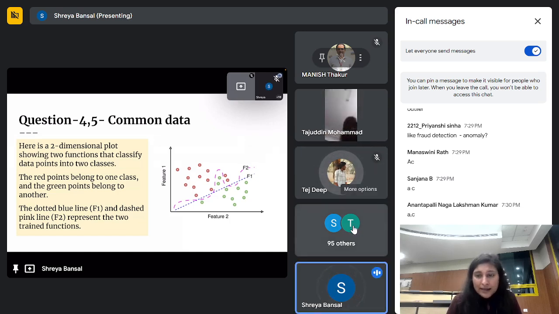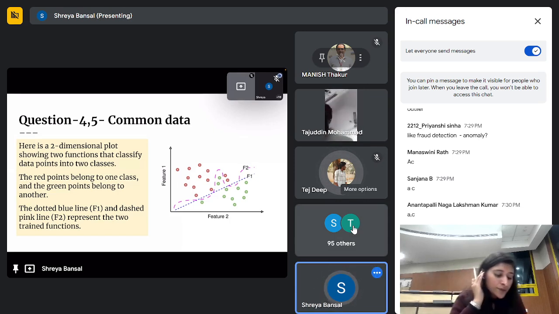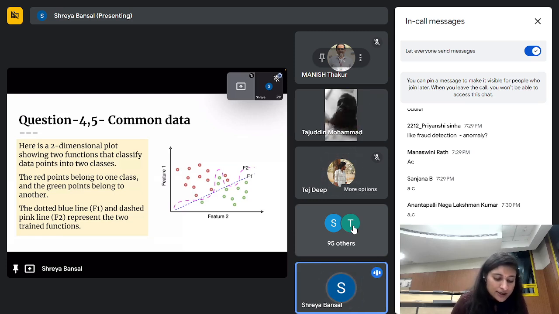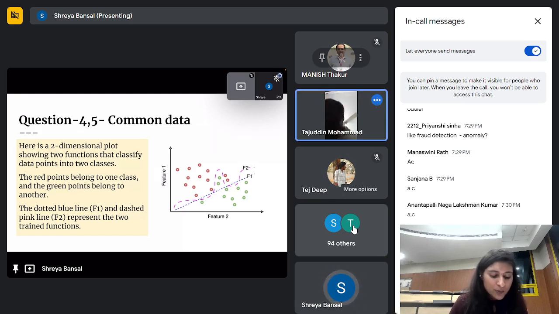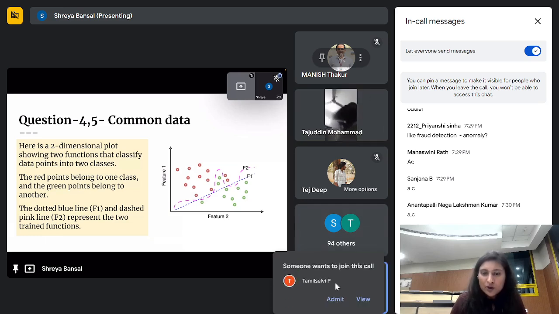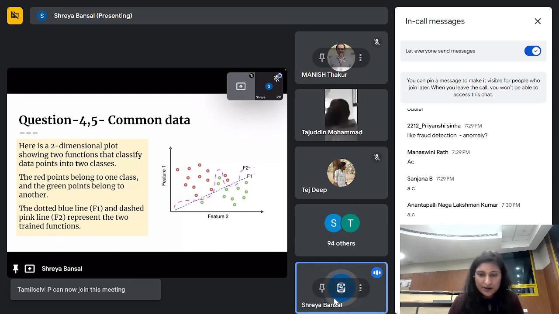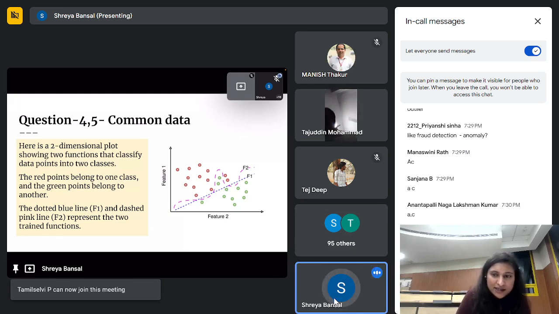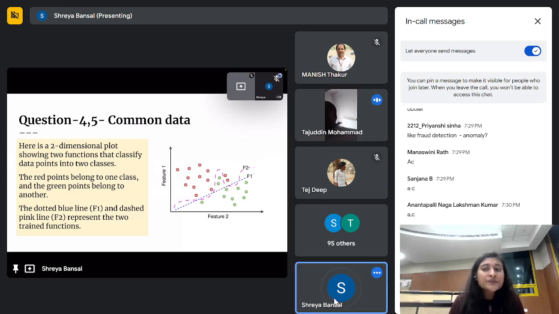This PPT will be shared also. Let's say I consider that this blue line is the final outcome. It means this is my line which will help me classify data into red and green class. If the data is above, it is red class. If it is below, it is green class. So this is called classification.